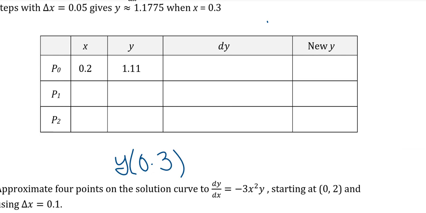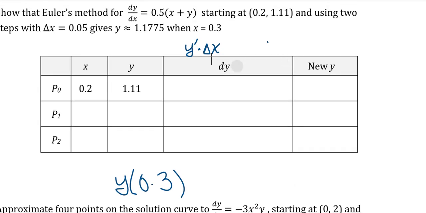All right, so our dy here is going to be our y prime times our delta x. And we're going to use our formula here, our differential equation. Dy is going to be 0.5 times (x plus y). We're going to substitute that in there and then multiply it times the delta x. And then what we do is we add this to the y to get the new y.